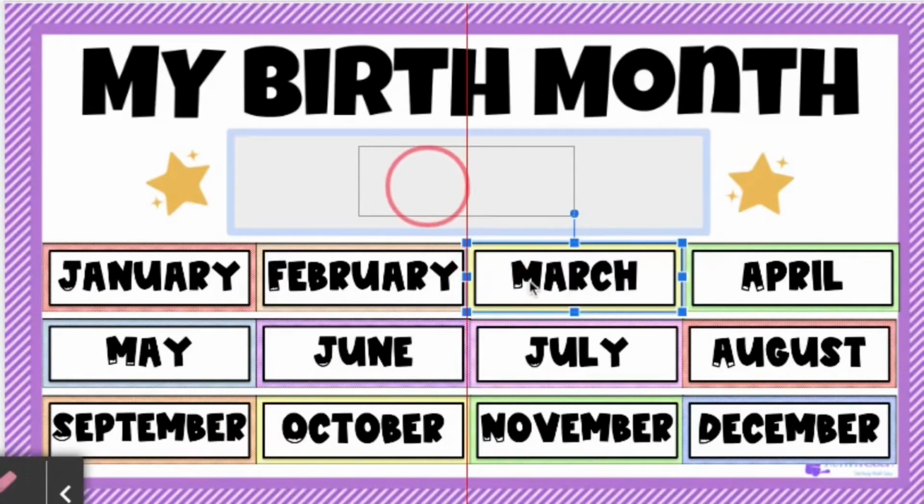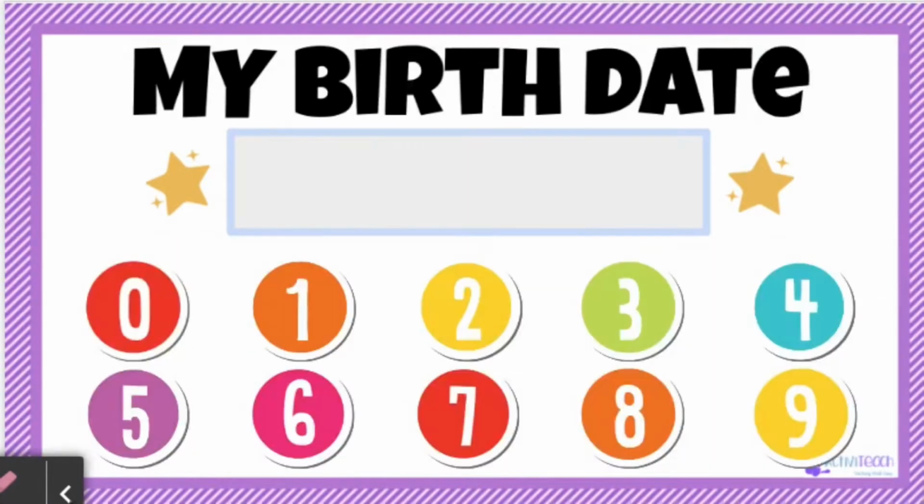Next, I have the students' birth months. So if you are doing this as a whole class, you could pick one student and have them come up and tell everyone what their birthday is.